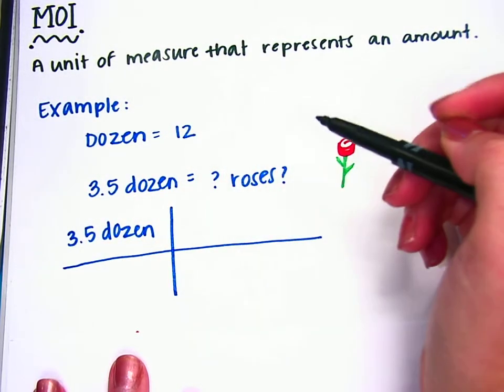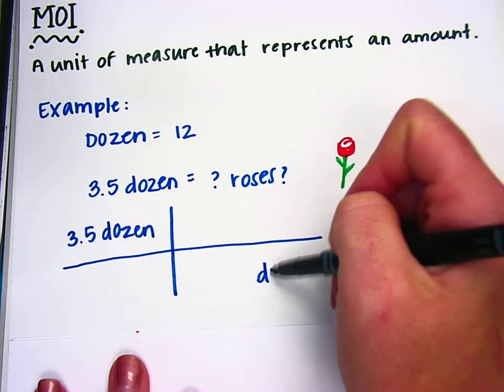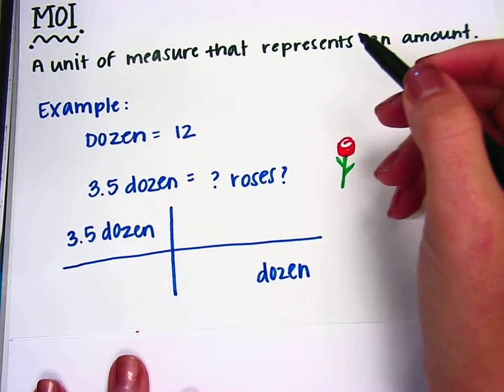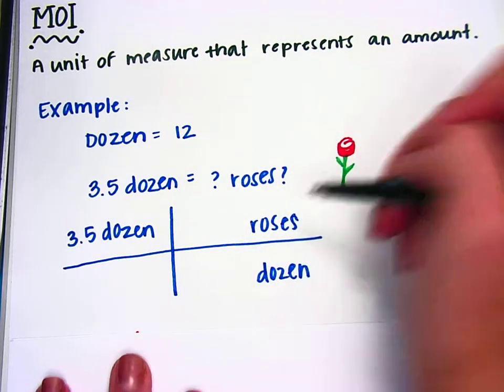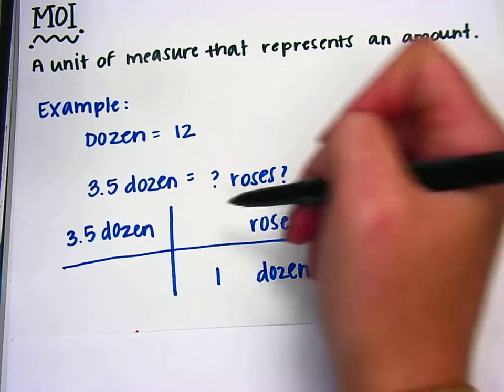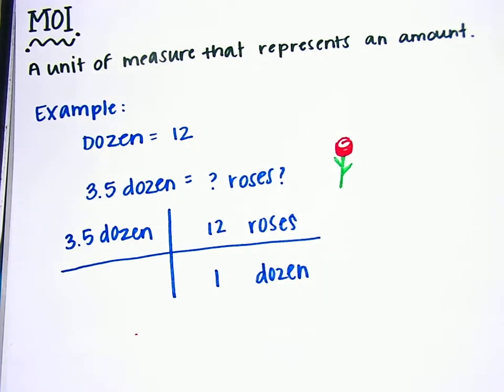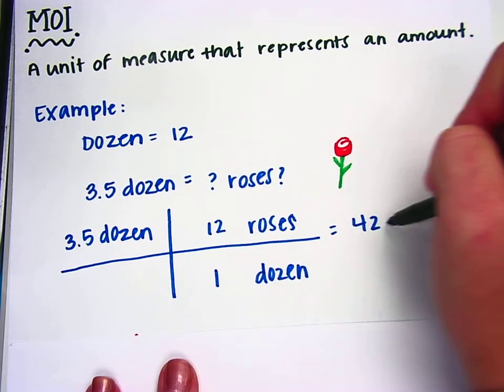So what I'm going to do is I'm going to cancel out my units. Because I want dozen to go away, I will put dozen on the bottom. And I'm trying to get from dozen to roses. And as long as I know that conversion, I can make that happen. Of course, 1 dozen has 12 roses in it. So then we just multiply all the way across, which gives us 42 roses.